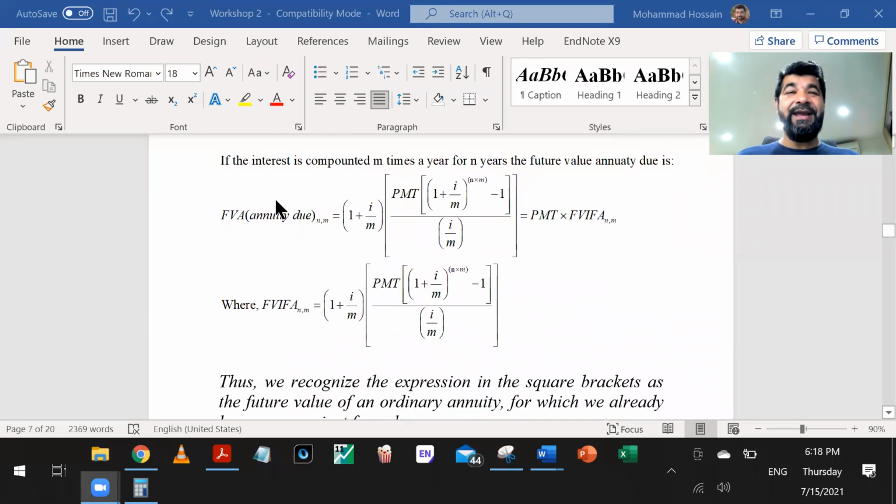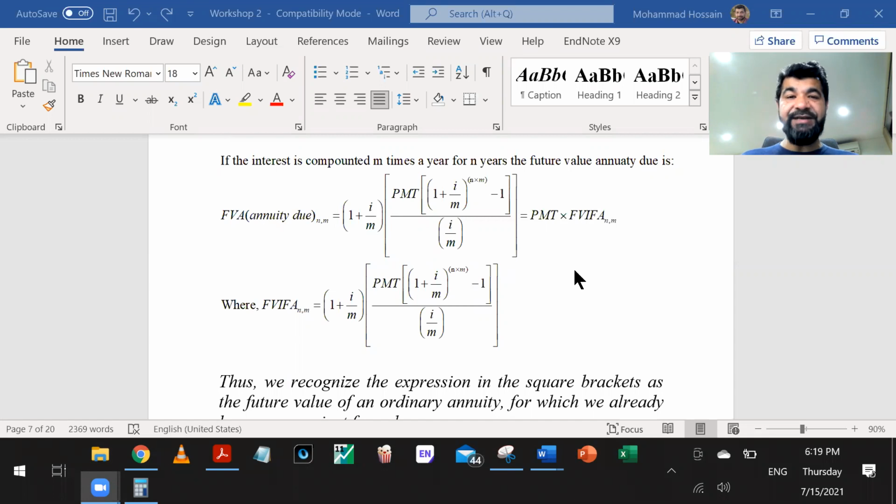If the interest rate is compounded m times a year, for any year, future value annuities, look, annuity due has a different formula. Look at here, 1 plus i by m, because the payment is coming at the beginning this time. So payment times the future value interest factor annuity will be a little bit different. It's not ordinary annuity, it's an annuity due.